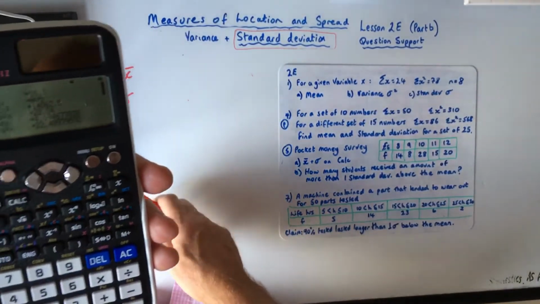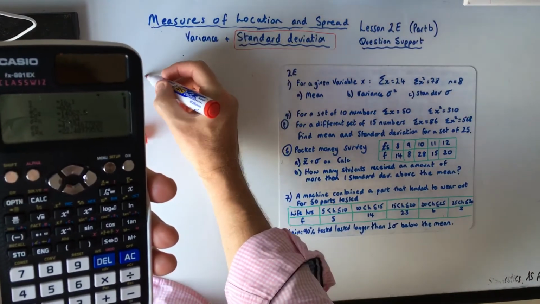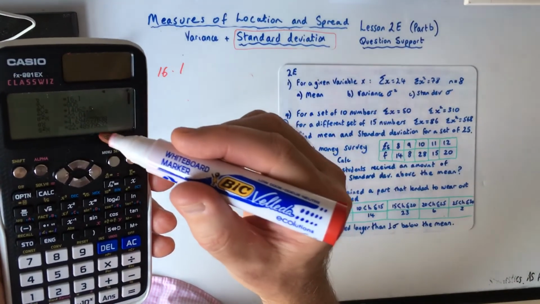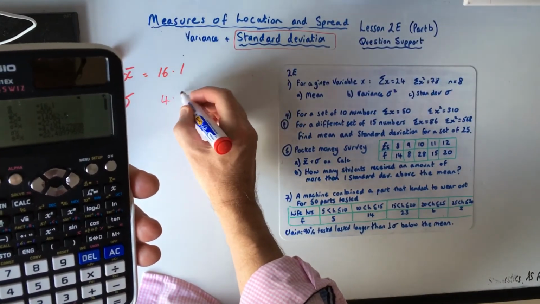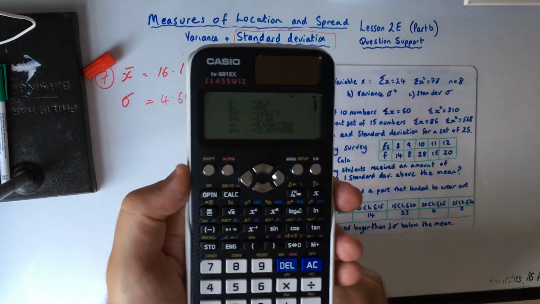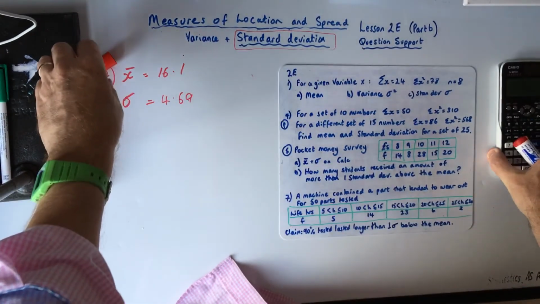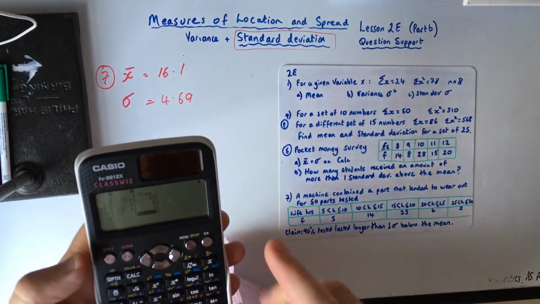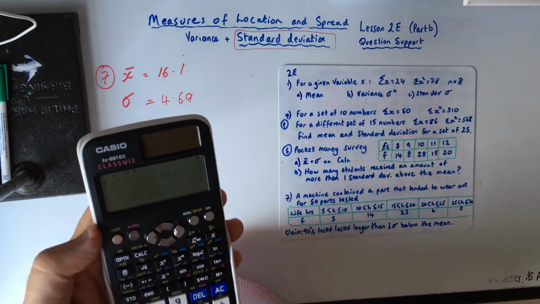So we've got a mean of 16.1 and a standard deviation, what's that, 4.69. Okay, so there's a standard deviation of 4.69. Alright, now I'm going to go out of this mode now. Why? I don't know, actually.